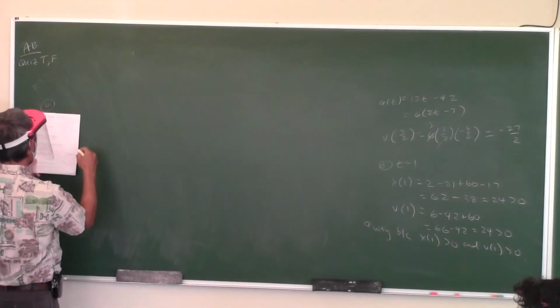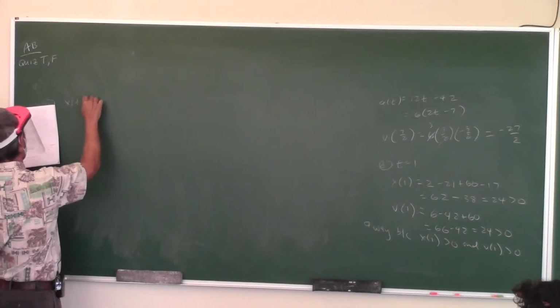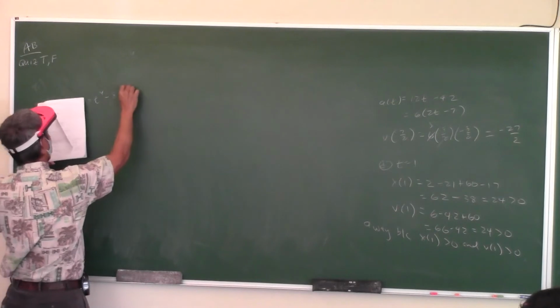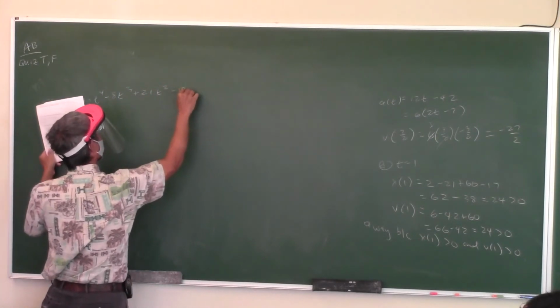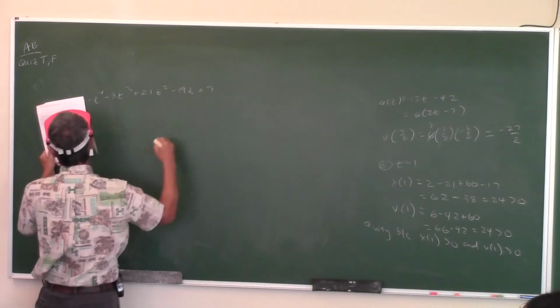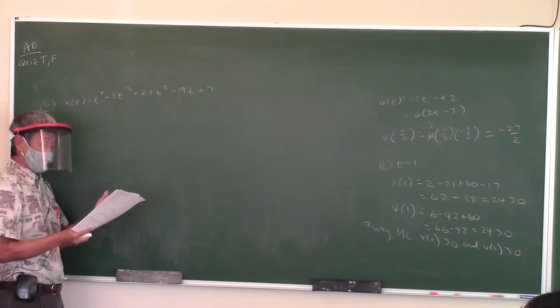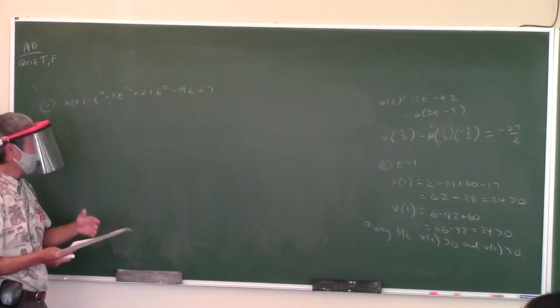I think only one person got this question right, I think. x of t is equal to t to the 4 minus 8t cubed plus 21t squared minus 19t plus 7. For what values of t is the particle speeding up? So we need to make a number line for the velocity and the acceleration.